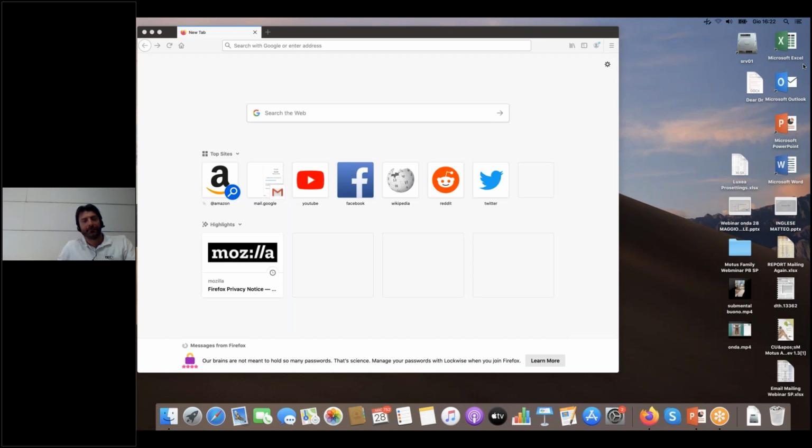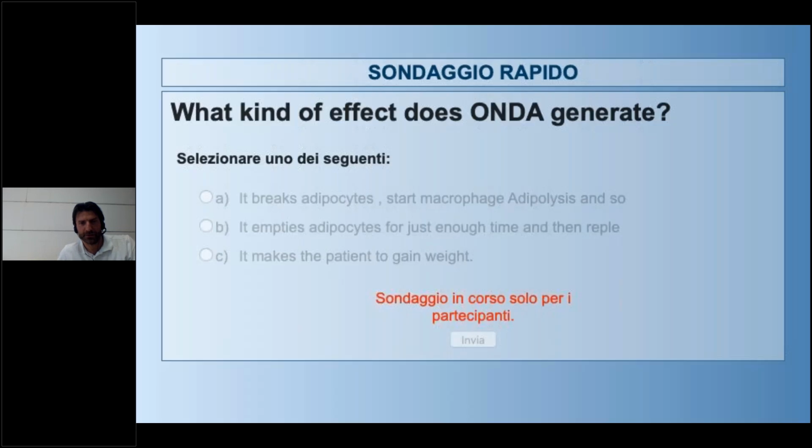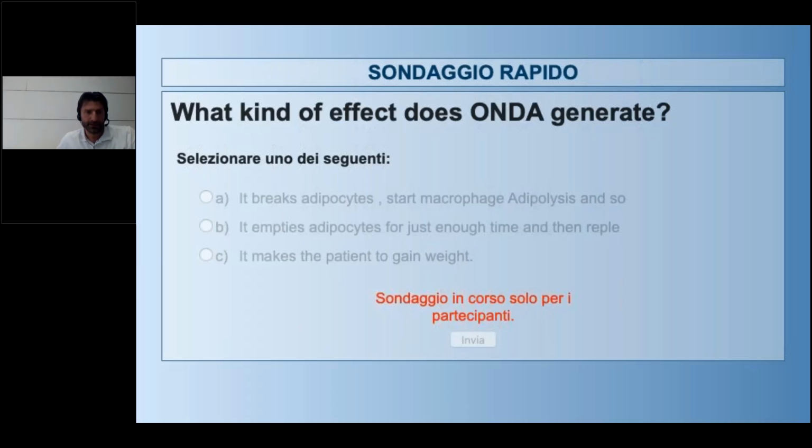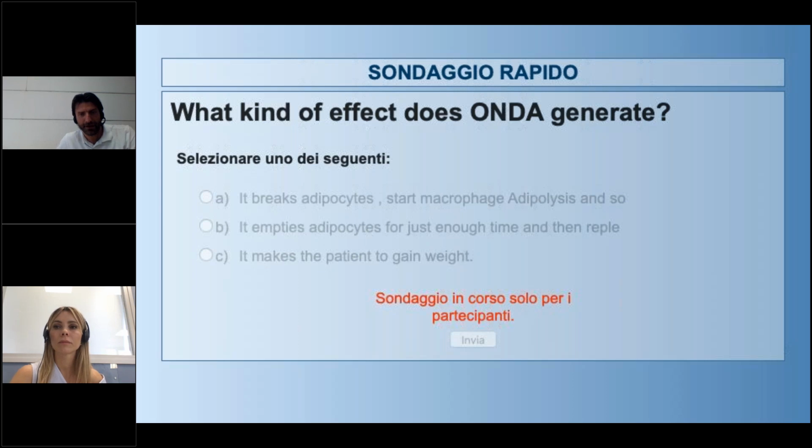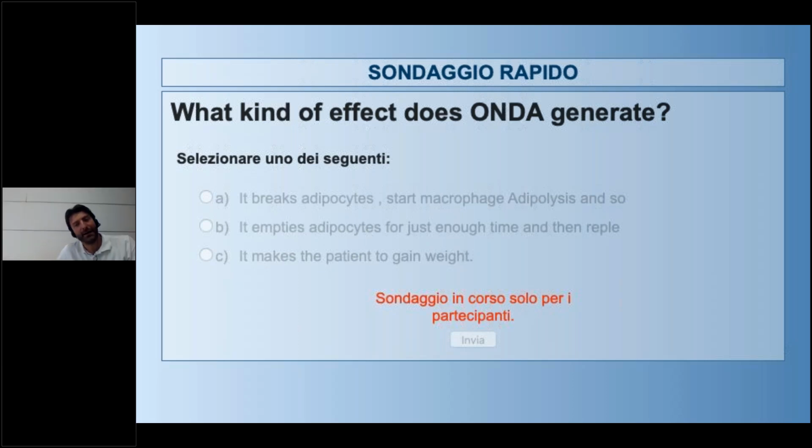Then we have another one. What kind of effect does Onda generate? It breaks adipocytes, starts macrophage adipolysis, and so initiates the action. It empties adipocytes for just enough time and then replenishes them. I apologize for the cut of the graphic, but it depends on the number of spaces that we have in these lines. It makes the patient gain weight. As we want to have 100% on the breaks adipocytes, start macrophagic action, and so on. Congratulations, everyone.